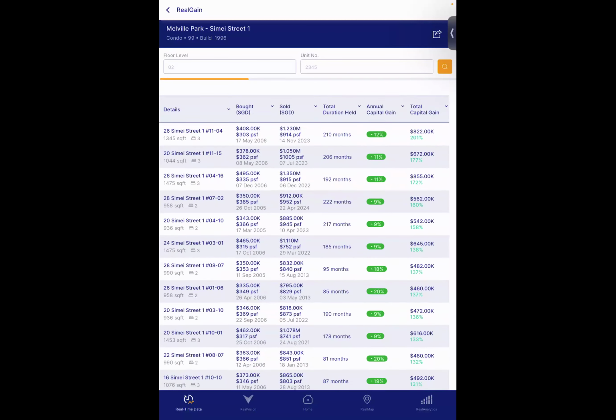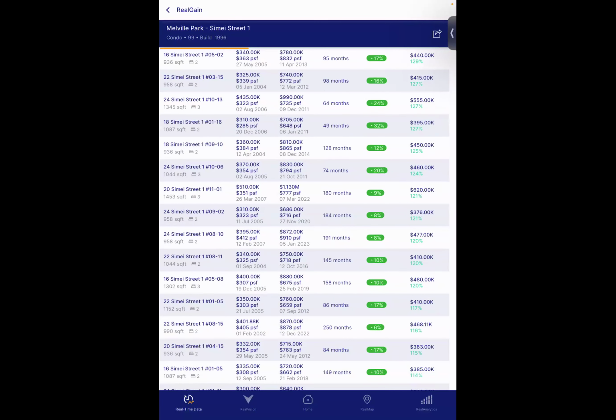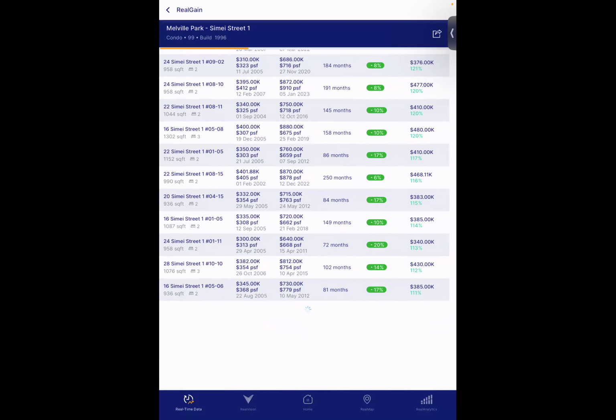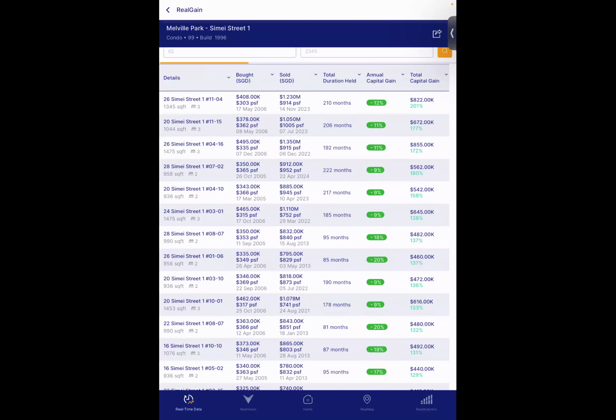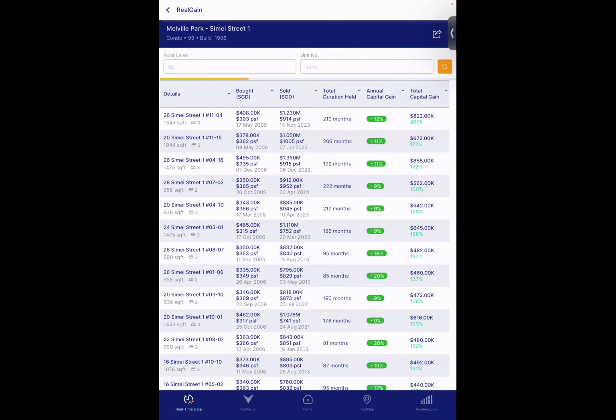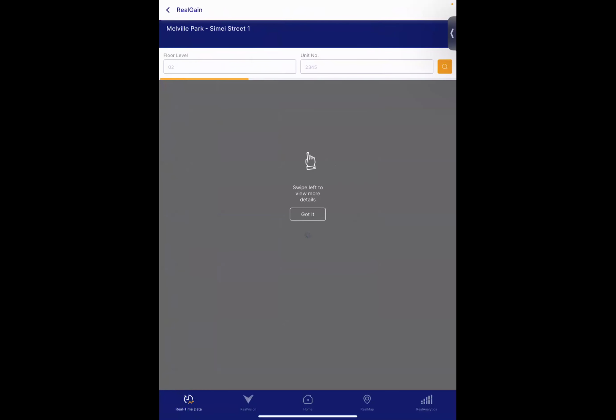Okay, so at the same time, you can also see if Melville Park, who's the biggest loser, who lose the most money. Okay, so try unprofitable. Same thing, we try Melville Park.